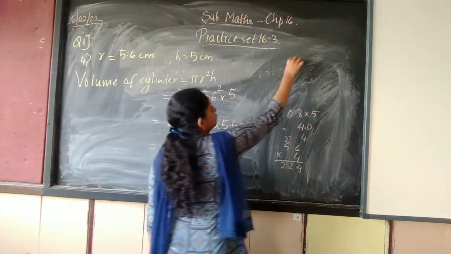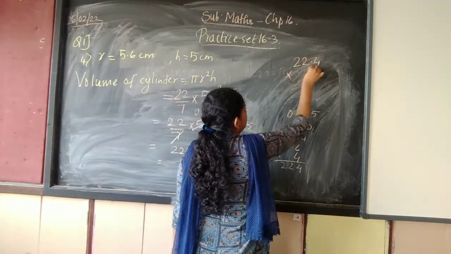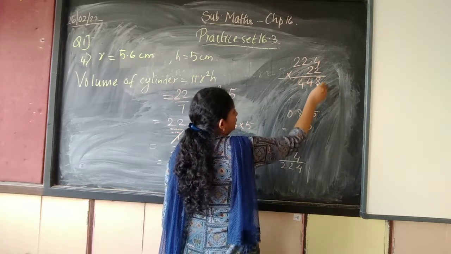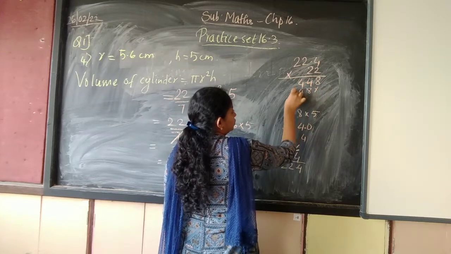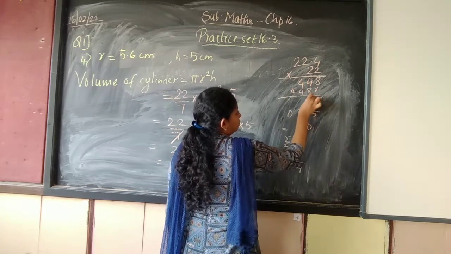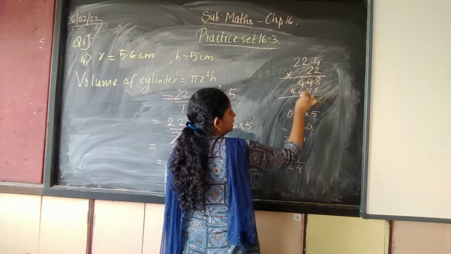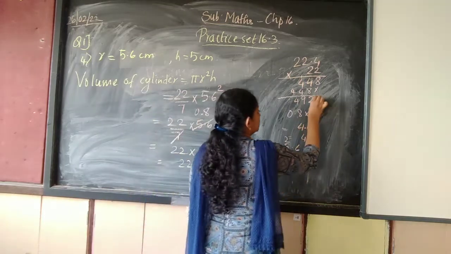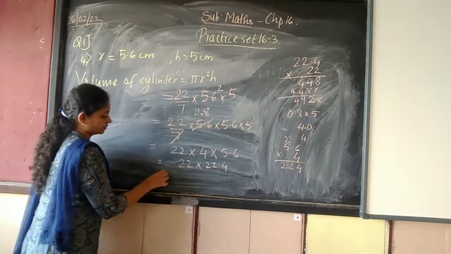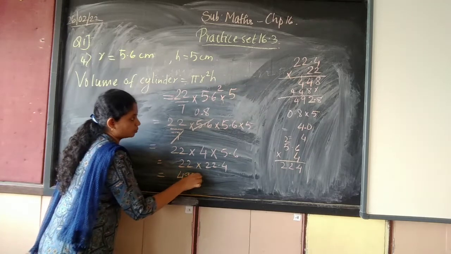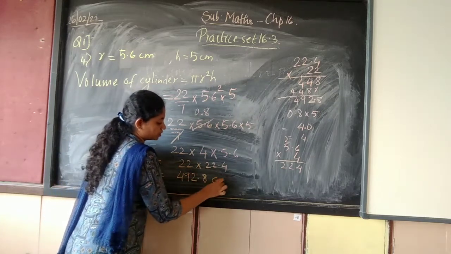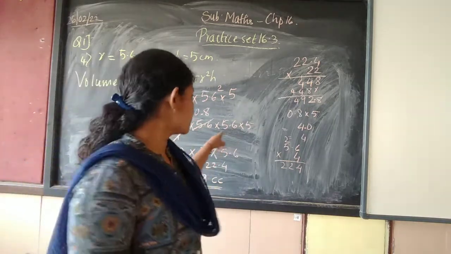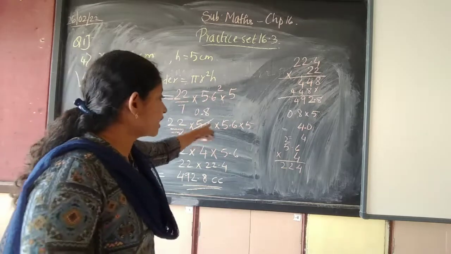Multiply and check the answer. 22.4 into 22. 4 2s are 8, 2 2s are 4, 2 2s are 4. Same thing, 8, 4, 4. 8 plus 4, 12, 4 plus 4, 8, 9 and 4. Decimal point before one number. So what you are getting as answer is 492.8. What is the unit of measurement? Cubic centimeter.